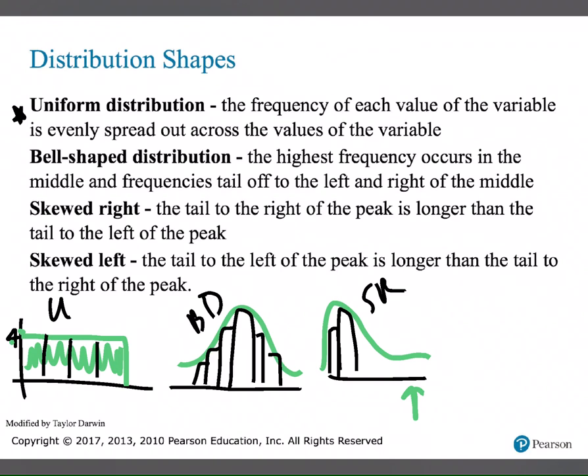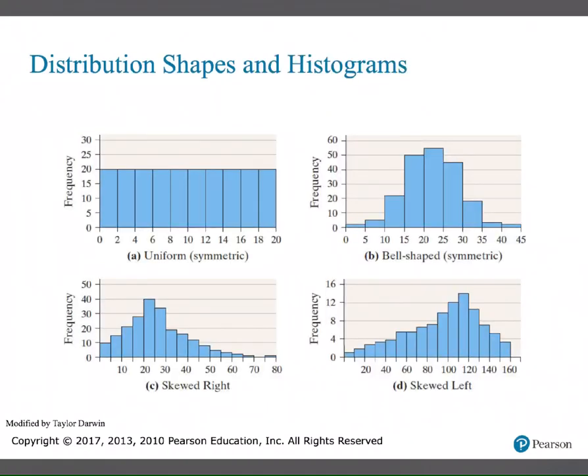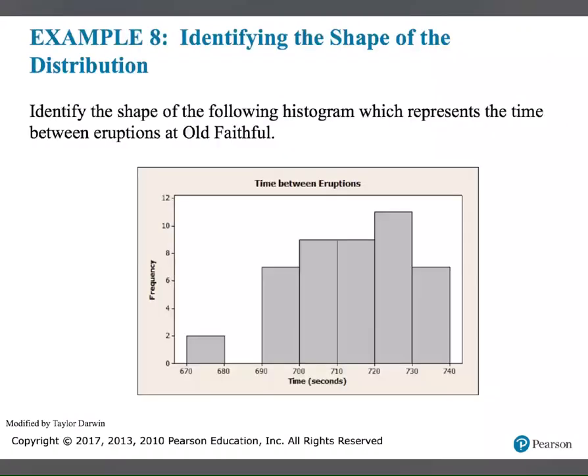And then skewed left looks like your left foot. The tail's to the left, and the bulk of the data is in the right. So, anyways, that's the 3 types. Here are pictures to support those. They are better than what I could draw, but anyways, if you need shapes to go with these, that's what it looks like.